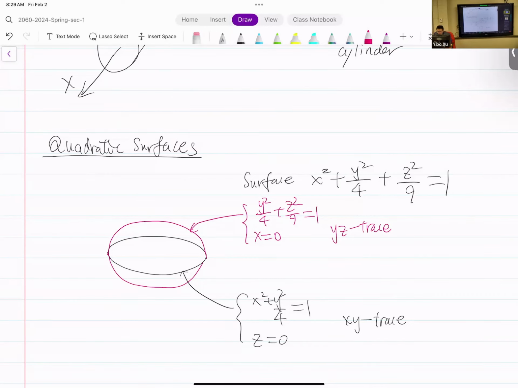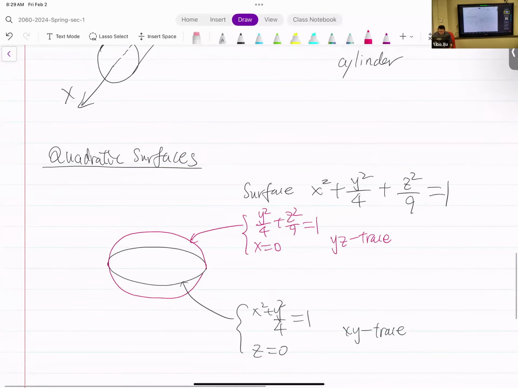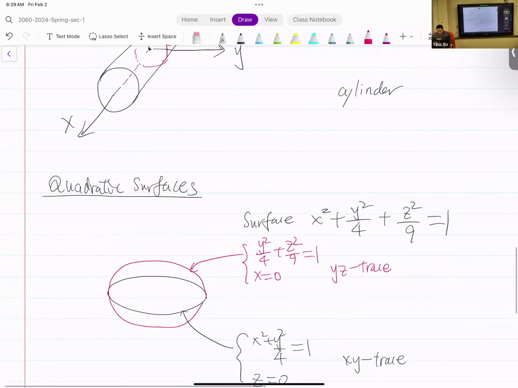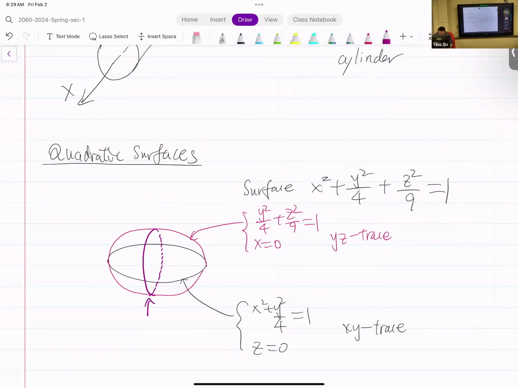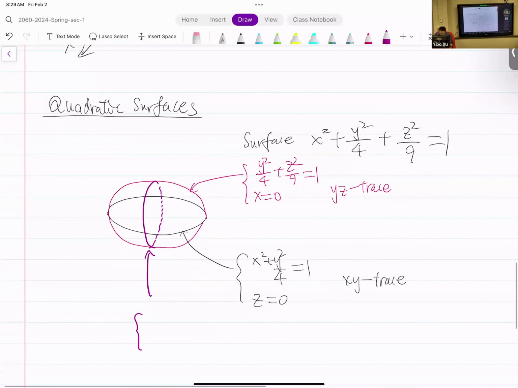And of course, if you make y equal to 0, just to give you the idea of the y direction, then you have another ellipse, which is like right here. Of course, the transparency looks kind of ugly here, but this is where you have y equal to 0, and then x squared plus z squared over 9 is 1. So this is the xz trace.